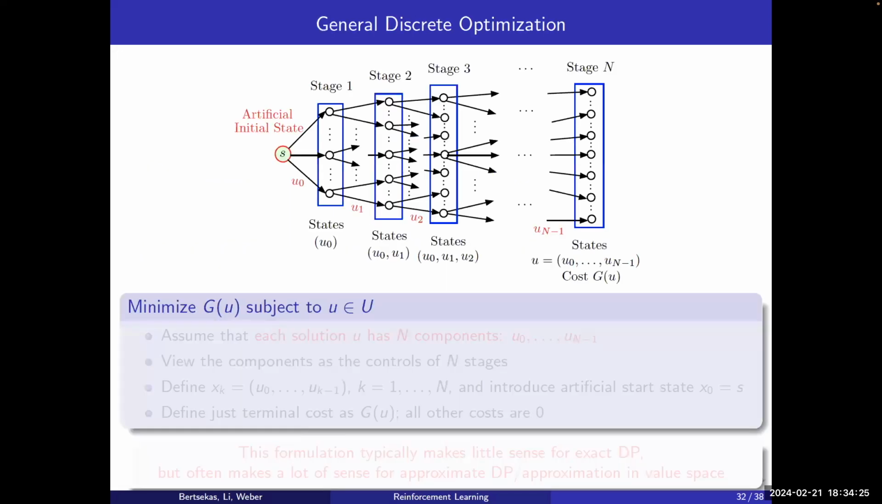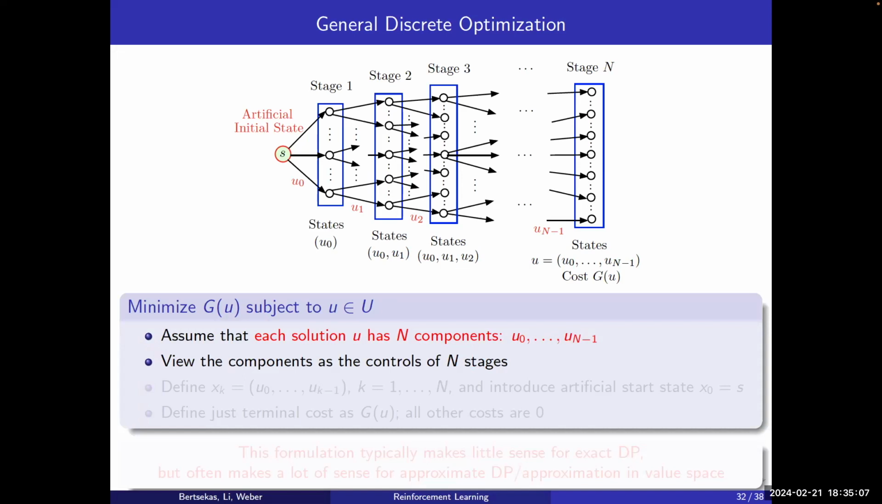But before we go to the application, I will first remind you of the general discrete optimization problem that was discussed in the previous lecture. This general discrete optimization problem is about minimizing a function g of u subject to some set where u belongs. And we assume that each solution u has n components, u_0 until u_{n-1}. We can view each component as a stage of control.